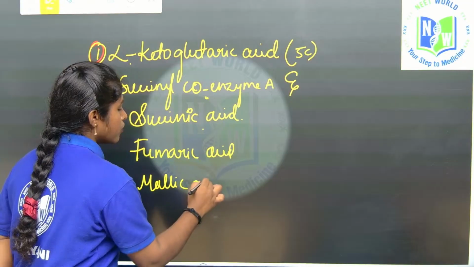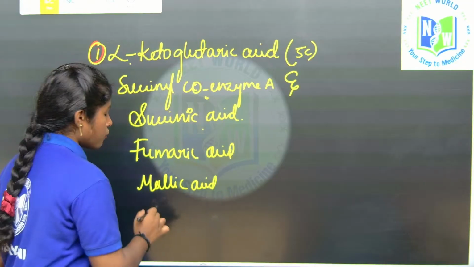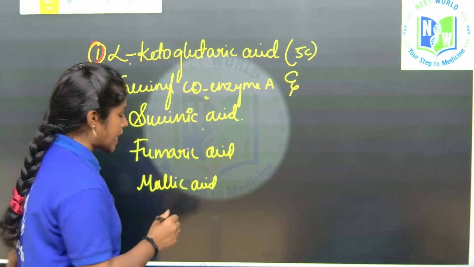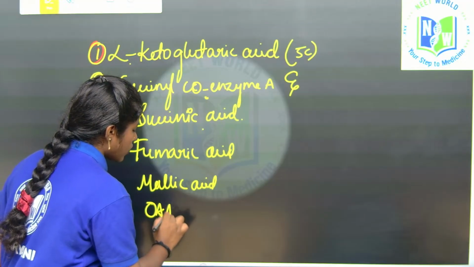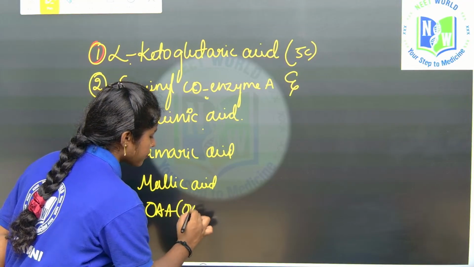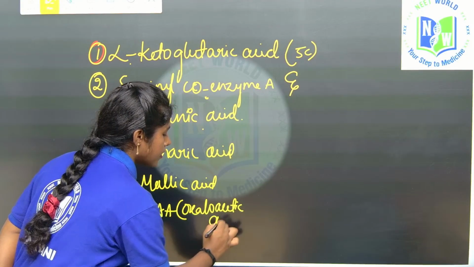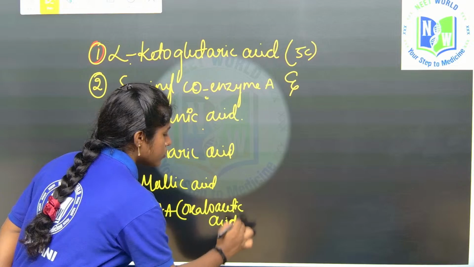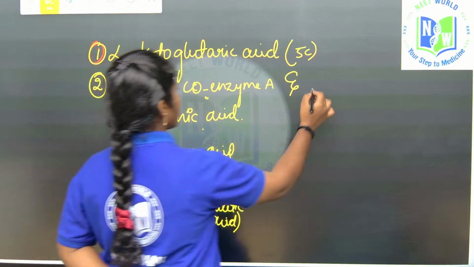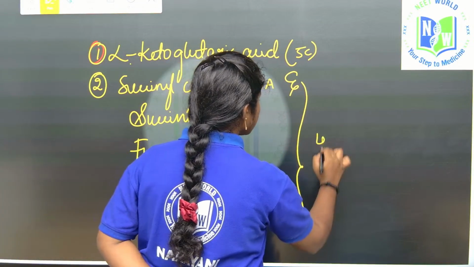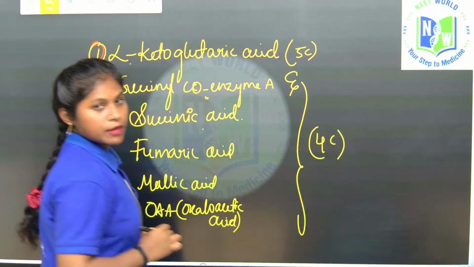And the very first, when acetyl-CoA combines with oxaloacetic acid, that oxaloacetic acid is also a 4 carbon compound. These are the 4 carbon compounds produced in the Krebs cycle.